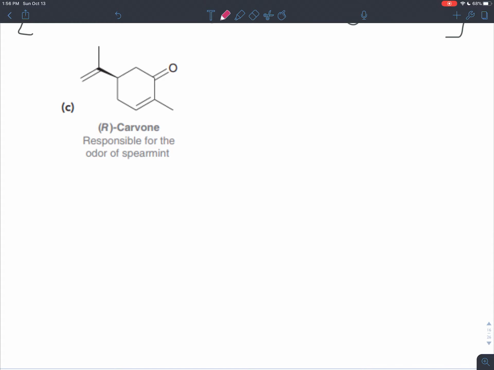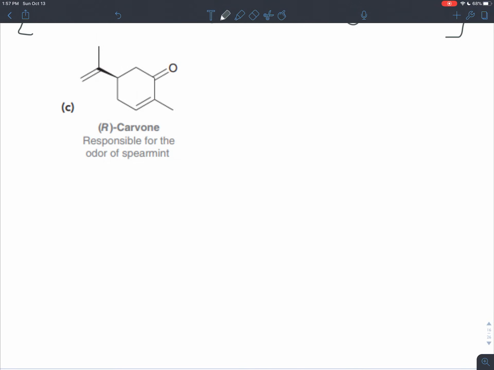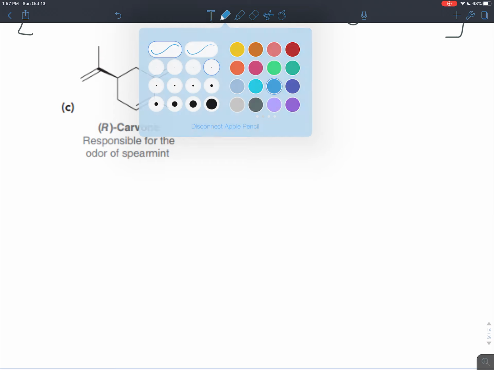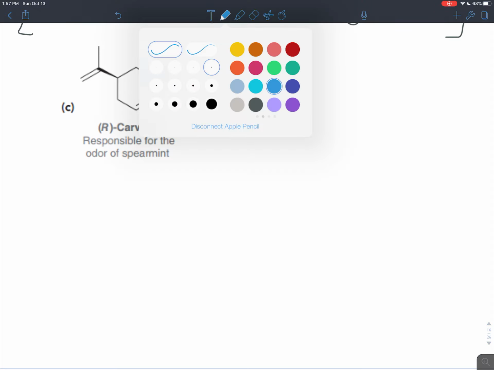So here we have our carbon. This is responsible for the smell of spearmint. We have a chiral center here, but importantly, if you were to first try to look for the electrophilic centers, it would seem like you only have one. You have the slightly positive carbon that's double bonded to the really electronegative oxygen.